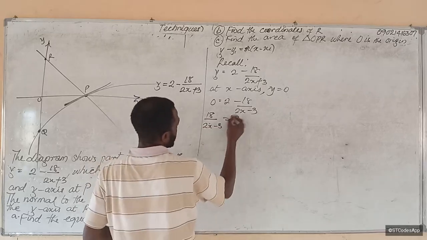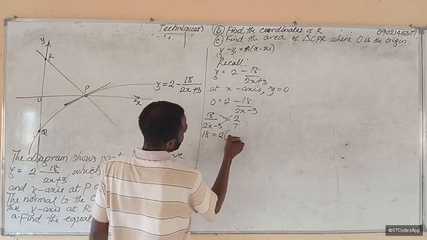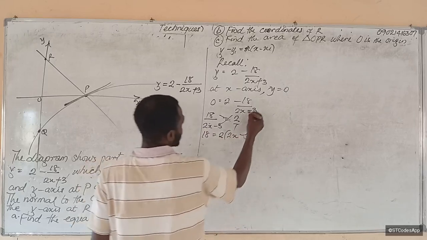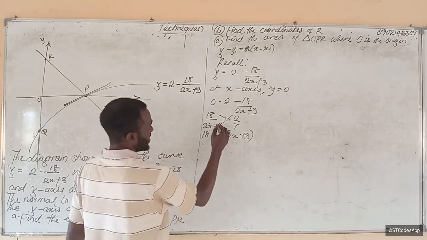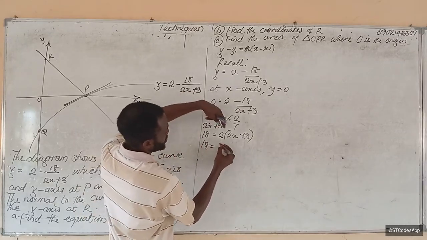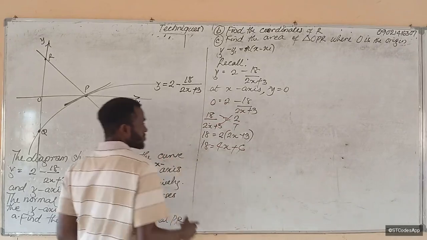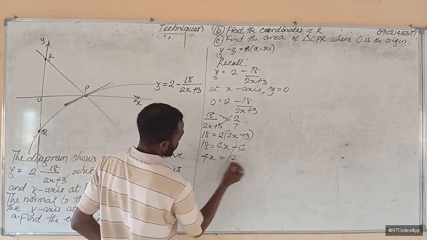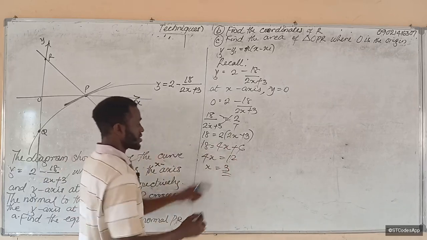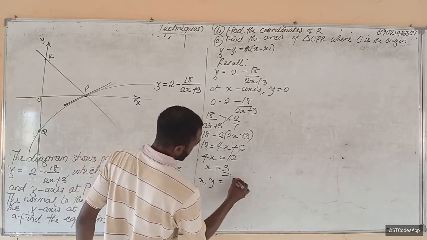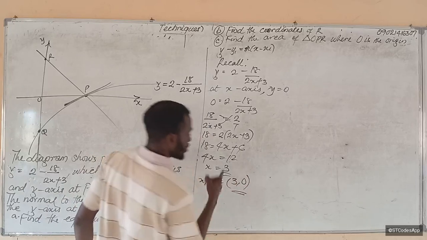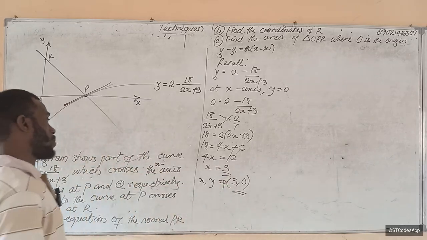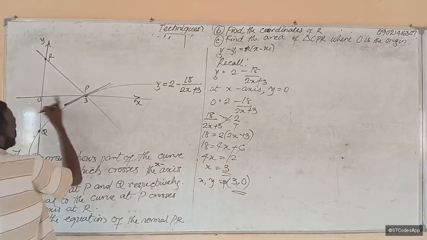By the time you cross multiply, you will have 18 equal to 2 into bracket 2x plus 3. So be very careful. 18 equal to 4x plus 6. So this comes here and we have 4x equal to 18 minus 6, 12. X equals 3. So our coordinates x, y are 3, comma, 0. Does this make sense? Our point P lies on coordinates 3, comma, 0.